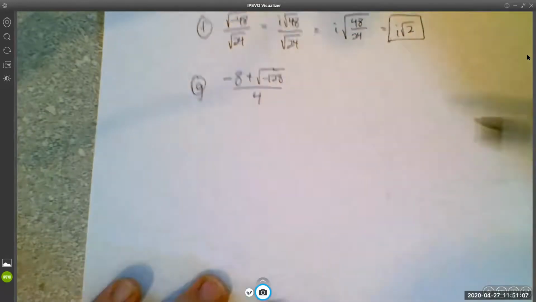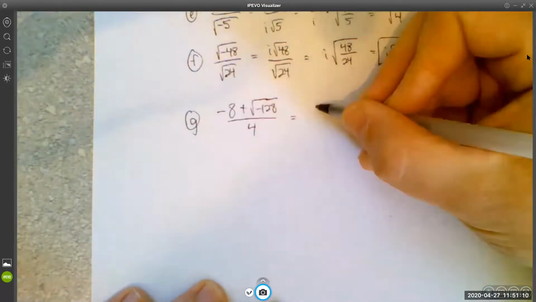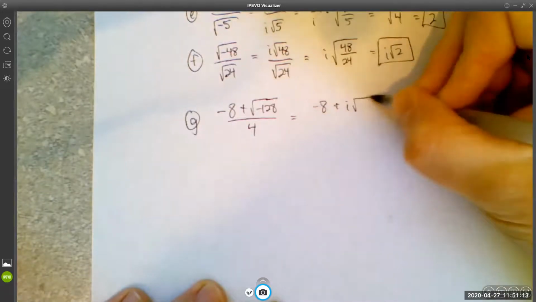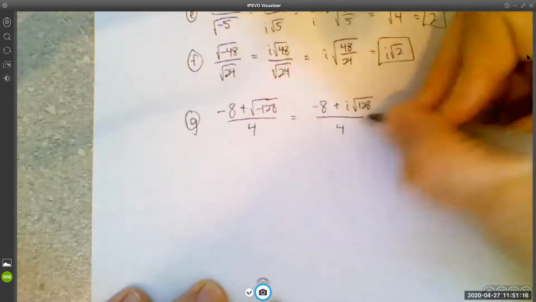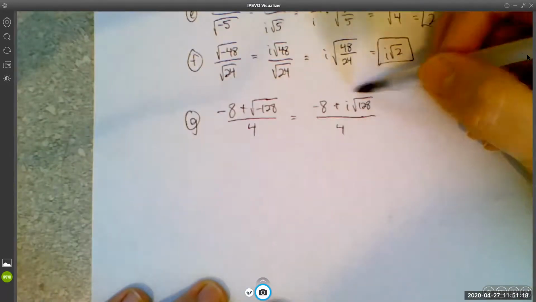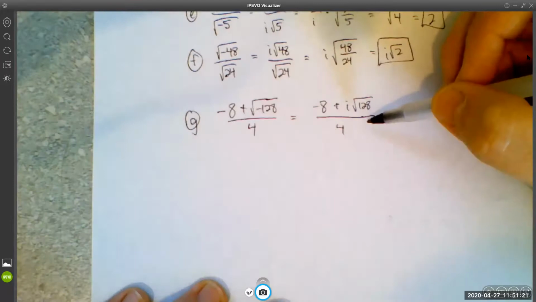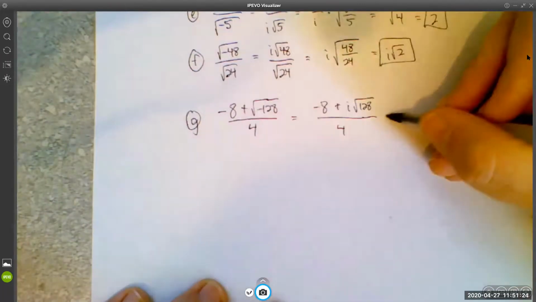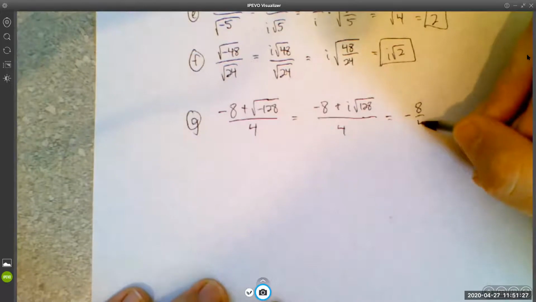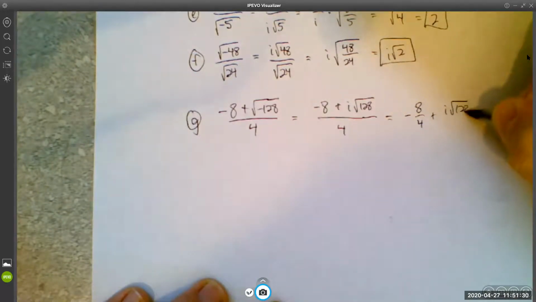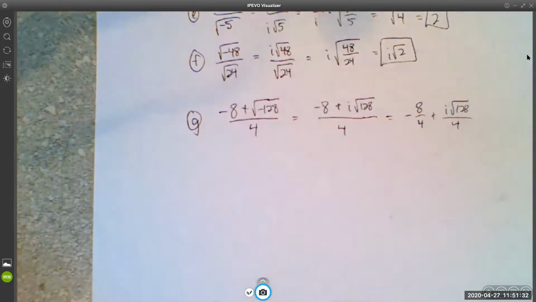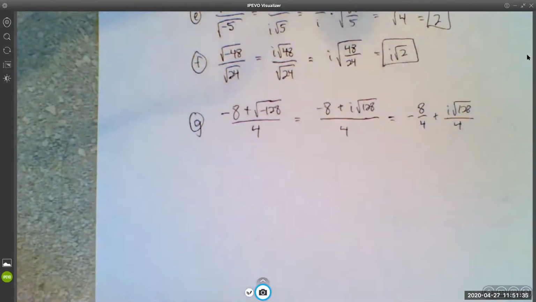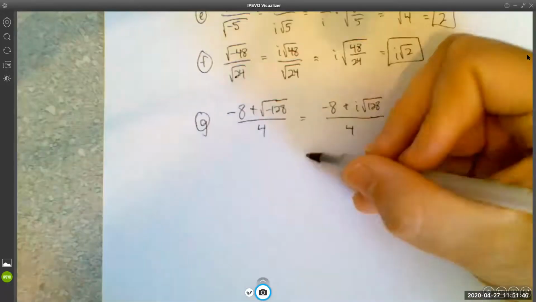So we're going to write this in the form a plus bi by doing a couple of things. First of all, we're going to rewrite this as i times the square root of 128. Now it's in the form a plus bi, but divided by 4. So the second thing we're going to do is split that denominator. Call this negative 8 over 4 plus i times the square root of 128 divided by 4. Now it's in the form a plus bi. This is the format that we really want it to be in. There's a little more simplifying we can do, though, because, for example, negative 8 divided by 4 is, of course, negative 2.